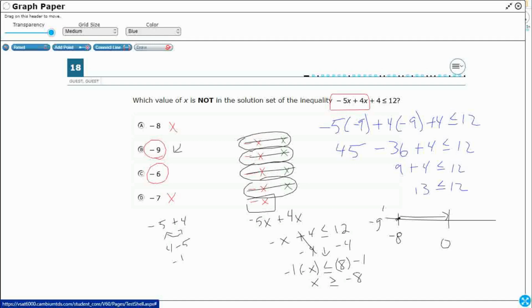That does not work, and you notice that on these other ones we would get smaller and smaller and smaller, and they would be less than or equal to 12. So that is going to be my answer, B. The biggest trick here was when you multiply by the -1, you had to flip the inequality. So our answer here is going to be B.